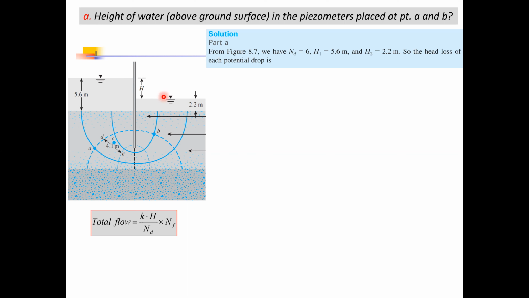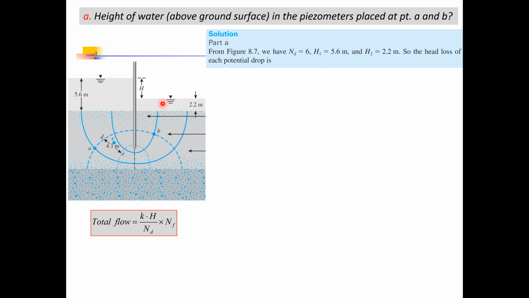So if I ask you what is the total head loss while the water moved from the upstream end to the downstream end, it would be very simple for you to determine. Total head loss would be equal to 5.6 minus 2.2, and this way you can easily determine the total head loss to be equal to 3.4 meters.